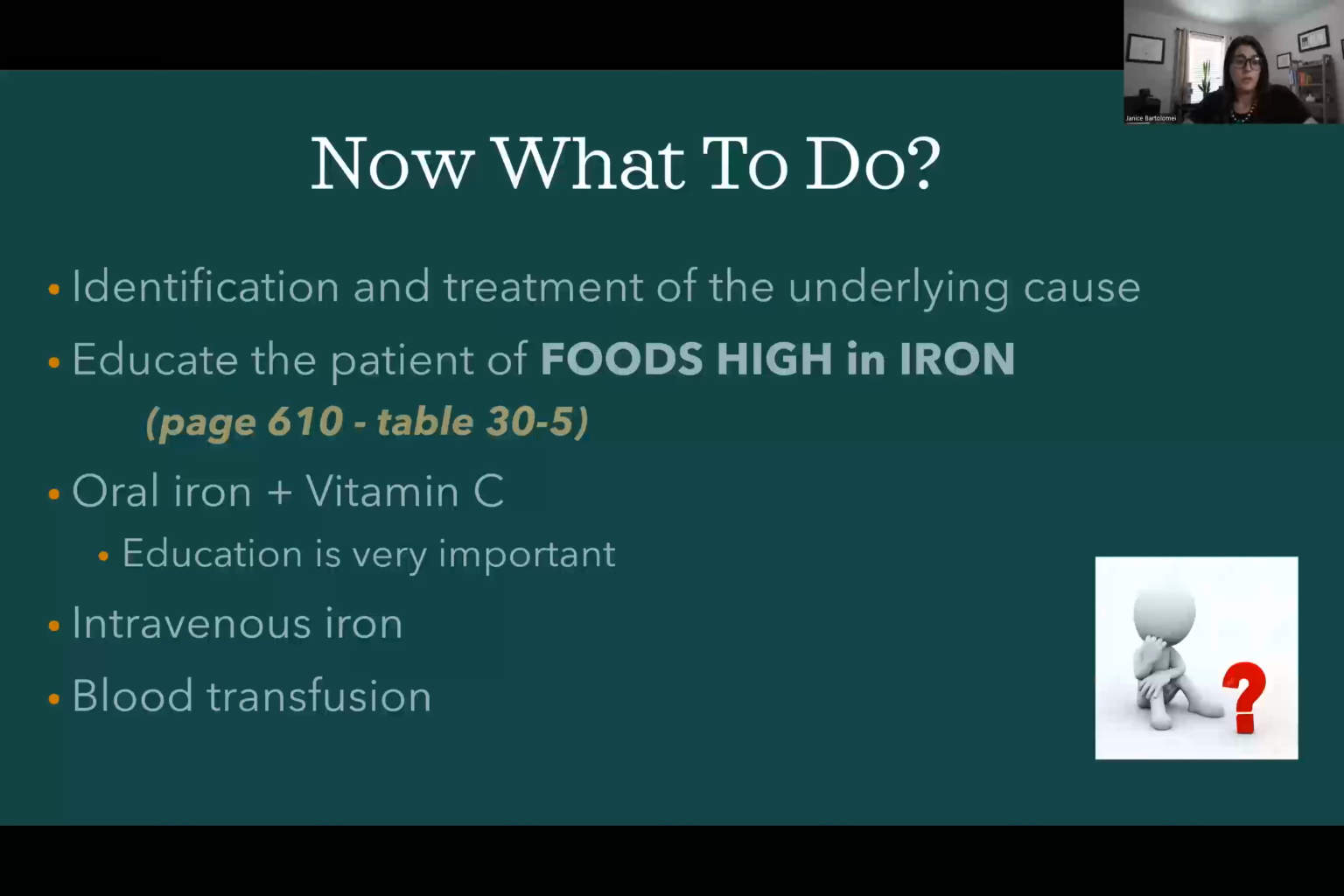All right, so now that we know that it's iron deficiency, what do we do? Well, first, yes, we're going to identify and treat the underlying cause, but we know it has a lot to do with iron. And so we need to educate our clients to eat foods that are high in iron. On page 610 of your book, you have a table that talks about different foods that are high in iron. I'm also going to show you a couple of options here. So basically, we just tell them to eat a high iron diet.